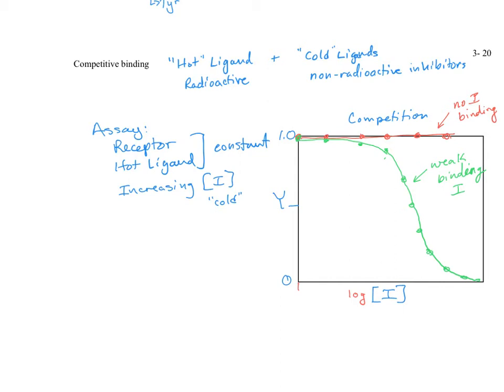And lastly, we could come in with a very strong tight binder, and what that's going to do is very little of that tight binder is going to be needed to compete. Because it's so good at binding, you get that stuff to come off a lot quicker at a lower concentration of inhibitor competition. Okay, well, how does this help us? We want to know how tight the inhibitor is binding.